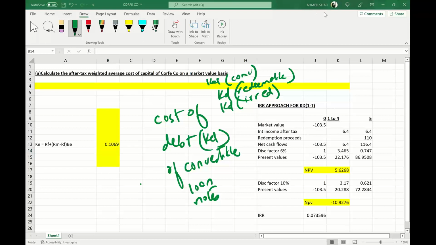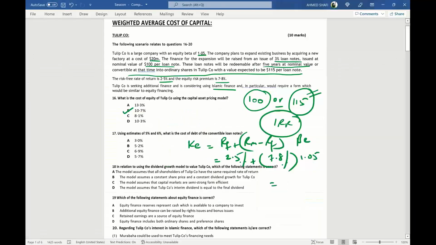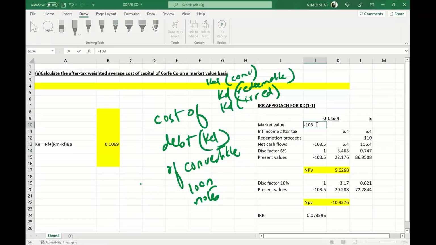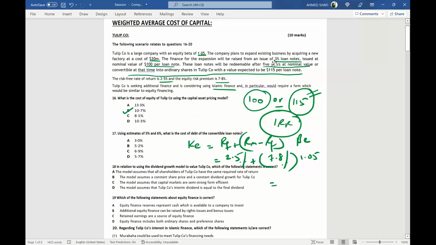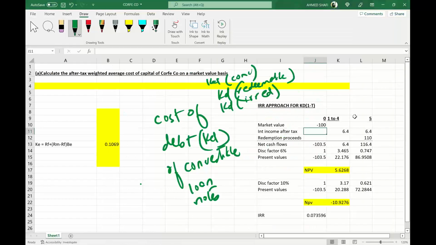So three cash flows in IRR. Firstly, market value, then interest income after tax, and redemption. Investor buys the bond at market price. What is the market price? It's issued at nominal value of 100, so the investor will come and buy it for 100. That would be an outflow from his pocket. Then interest income after tax: it's 3% interest on what par value? 100. So interest income is 3 for 5 years. There is no tax in this question. So 3. And redemption or conversion is at 115. We net them all.